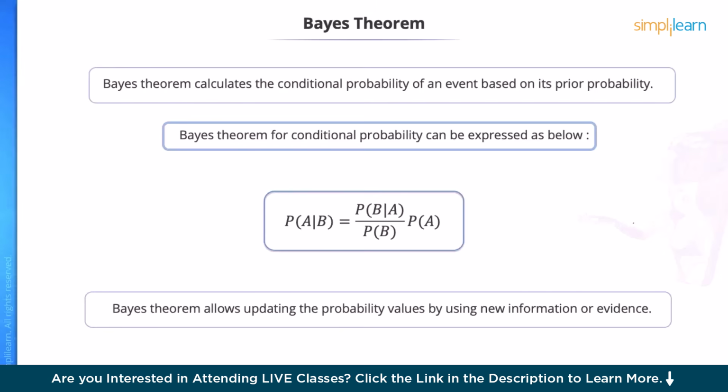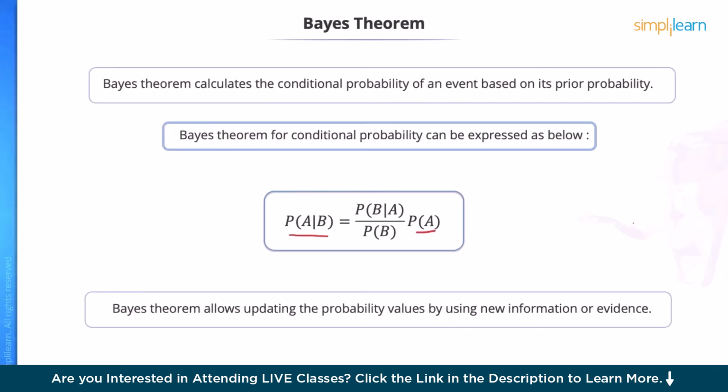Basically, Bayes' theorem incorporates the prior probability distribution to predict the posterior probabilities. Bayes' theorem for conditional probability can be expressed as probability of A given B equals probability of B given A, divided by probability of B multiplied by probability of A. Bayes' theorem allows updating the probability values by using new information or evidence.